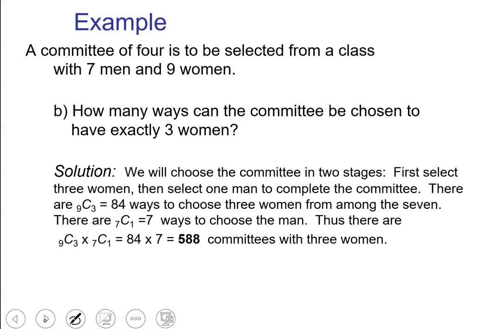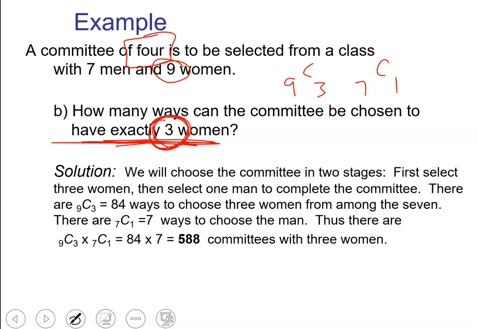Now we're being more specific. How many ways can the committee be chosen and have exactly 3 women? Well, now we're saying, okay, there's 9 women. So we have to do 9C, and we want exactly 3 of them. But we still have a 4-person committee. We're missing 1 slot if we only have 3. So we have an option for 7 men, and we have 1 of them that fills that slot. And by the fundamental counting principle, we multiply those together, which is exactly what they're doing right there. So there's 588 committees with 3 women.